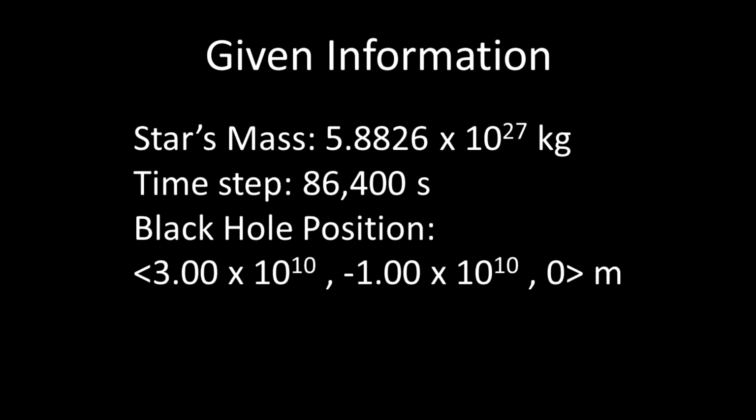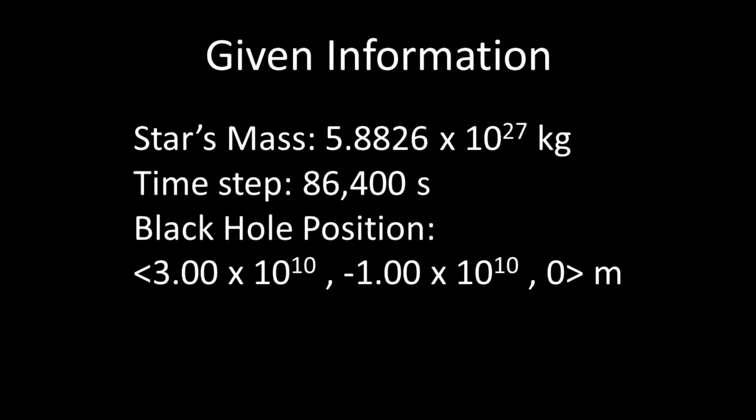I had a data file containing the coordinates of the star as it orbited the black hole, as well as the mass of the star, which was 5.8826 times 10 to the 27th kilograms. The time step between the star's coordinates was 86,400 seconds, which equals 1 day. I also knew that the x position of the black hole was 3 times 10 to the 10th meters, and the y position was -1 times 10 to the 10th meters.